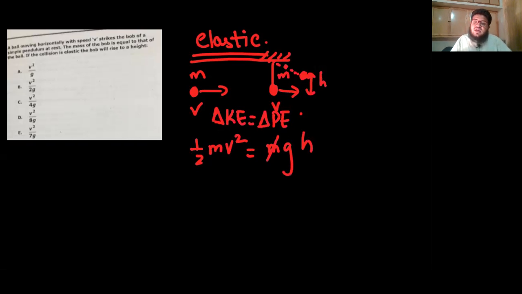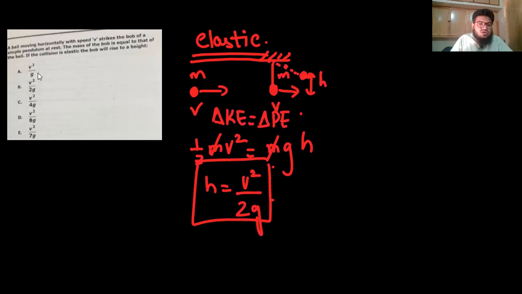So I can say that the change in kinetic energy will equal the change in potential energy, right? According to law of conservation of energy, this kinetic energy will get converted into potential energy at a certain height. The formula for kinetic energy is half mv squared, and the formula for potential energy is mgh, right? The masses get cancelled. Now all we need to do is just make h the subject. So h is equals to v squared upon 2g is your answer. So v squared upon 2g is the answer. It's right over here, option B, correct? Moving on.